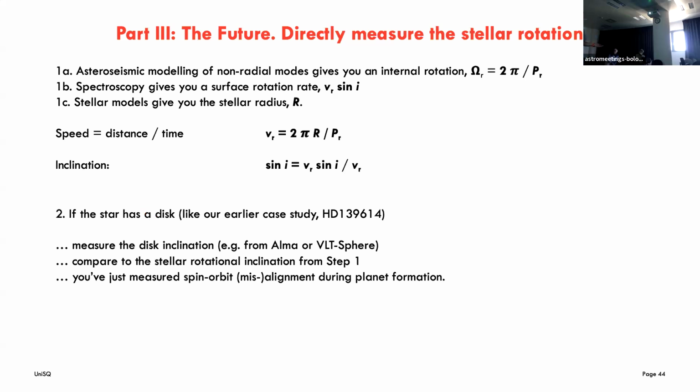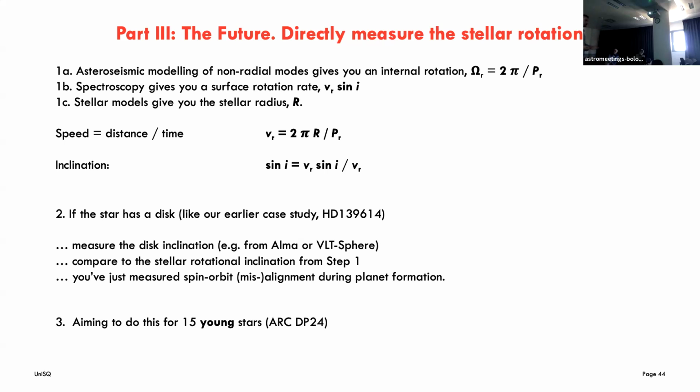Now, if the star has a disk, like our case study, you can measure that disk inclination. You get it from ALMA or VLT SPHERE, whatever it is that you're using to study the disks. And you can compare that disk inclination to the rotational inclination. And then what you've essentially measured is any spin-orbit alignment or misalignment during the planet formation process itself. So you can measure whether planets are born misaligned with their host star's rotation. I think that's really cool. And I'm aiming to do this for 15-ish delta Scuti stars.